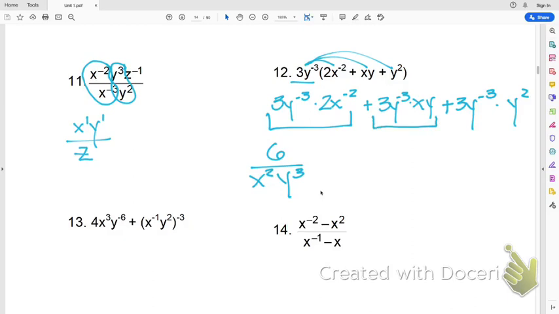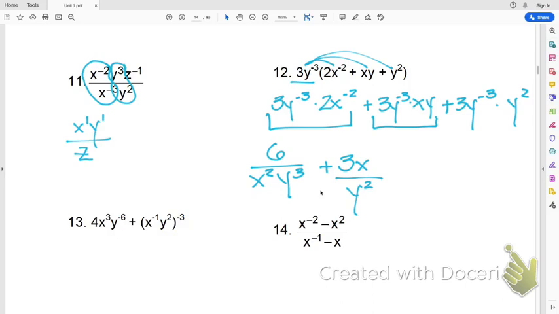Let's look at the second one. I don't have anything to multiply that 3 by. But I can combine my y's. Y to the negative third and y to the first is going to give me what? Y to the negative 2. So I can either write that, or in the same step, what can I do? Take that and put it where? On the bottom of its term.